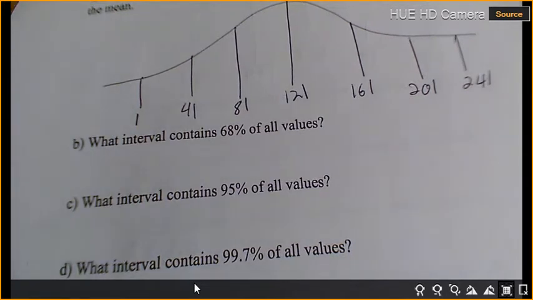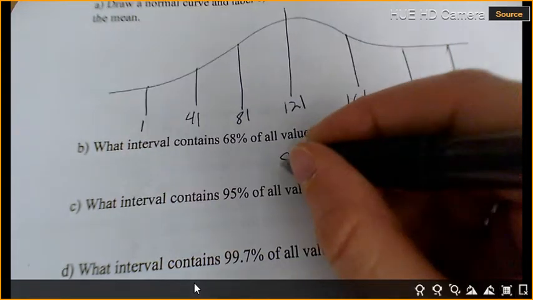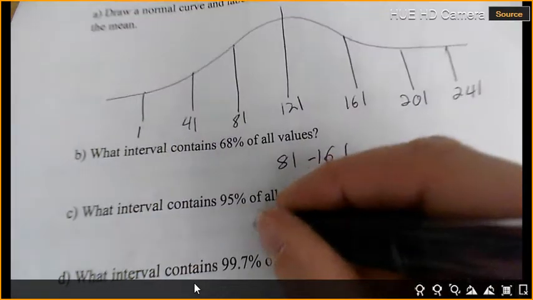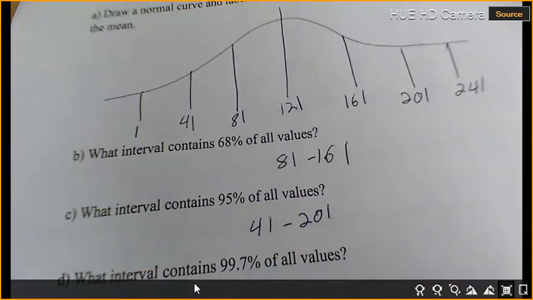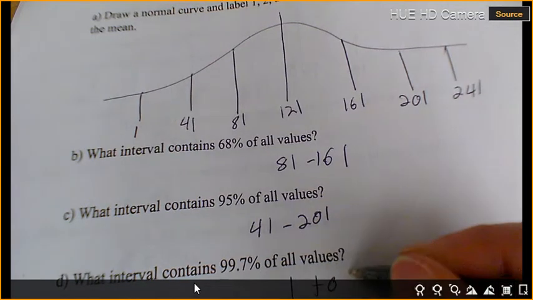Okay. Now I'm going to answer these 5 questions. What intervals contain 68% of the data? From what to what? 81 to 161, which you started to do too, Nevaeh. That was good. What interval is between 95%? 41 to 201. Okay. I want to see if somebody else knows the answer. What is 99.7%? From what to what? 1 to 241. Nice.